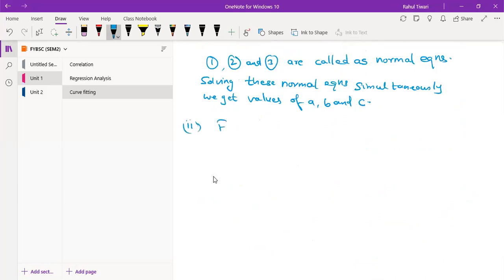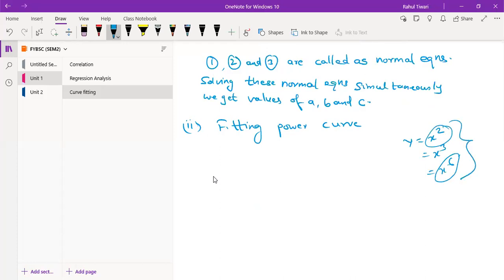Fitting power curve. Power curve means what? When you have an equation like y is equal to, let's say, x square. This is the power, right? This is the power. It can be x cube also. That's called cubic curve. X raised to 6 also. So in this situation, you cannot apply the quadratic. You have to apply some other method. Okay. So that's why this method is called power curve.